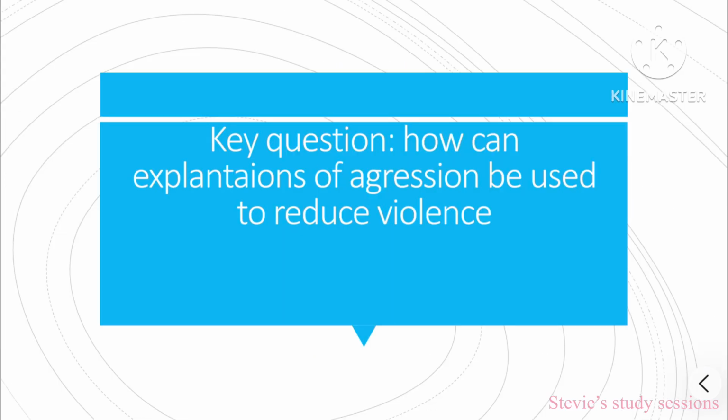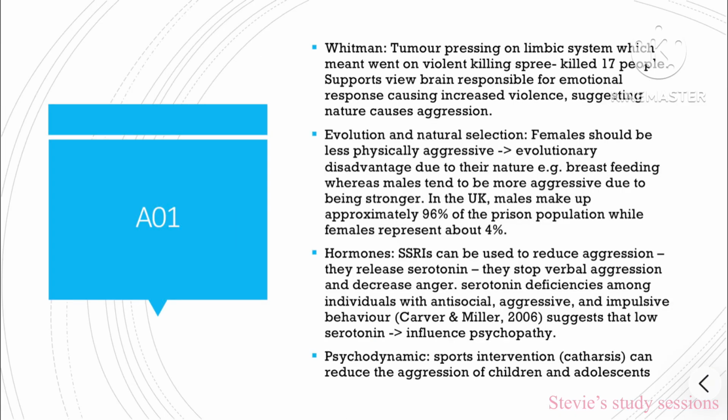Key question for biological psychology: how can explanations of aggression be used to reduce violence? Whitman had a tumour suppressing his limbic system, which meant he went on a violent killing spree and killed 17 people. This shows how the brain is responsible for emotional response and increased violence, suggesting nature is the cause of aggression. Females should be less physically aggressive due to their evolutionary disadvantage, whereas males tend to be more aggressive due to being stronger. In the UK, males make up approximately 96% of the prison population, whereas females represent 4%.